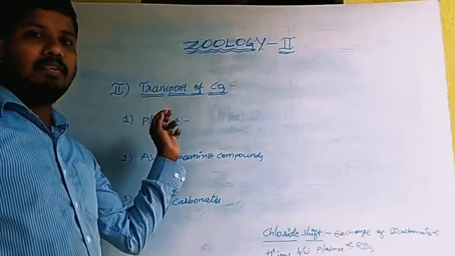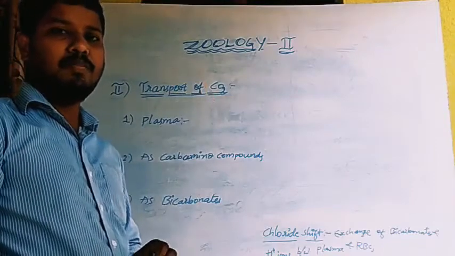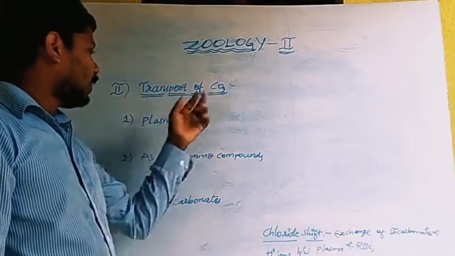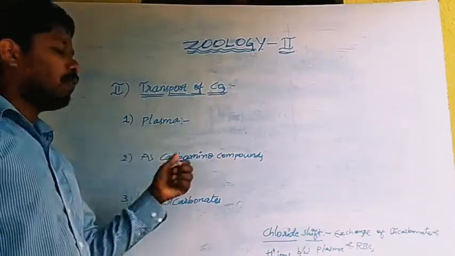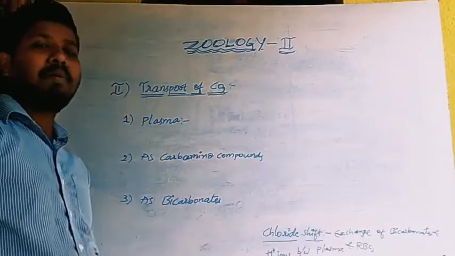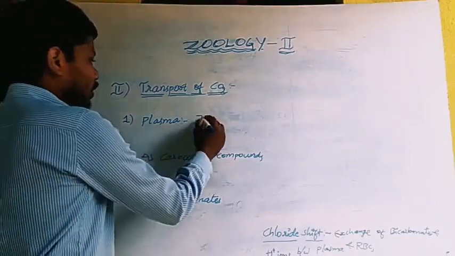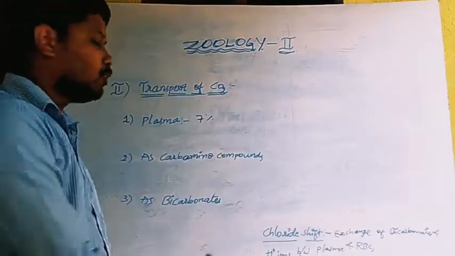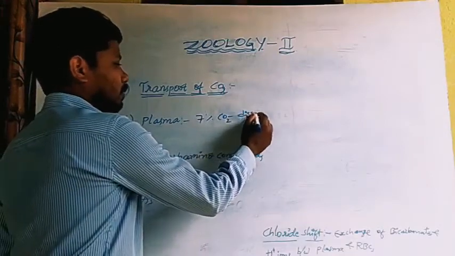Let us discuss the transport of carbon dioxide in the human respiration process. Here carbon dioxide is transported through the plasma, carbamino compounds and bicarbonates. About 7% of carbon dioxide is transported through the plasma in the dissolved state.